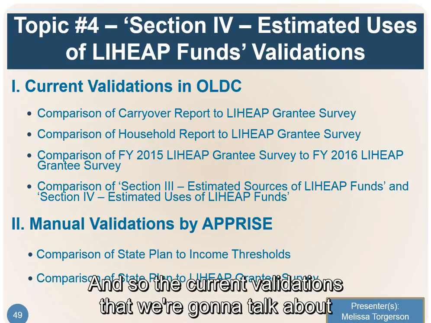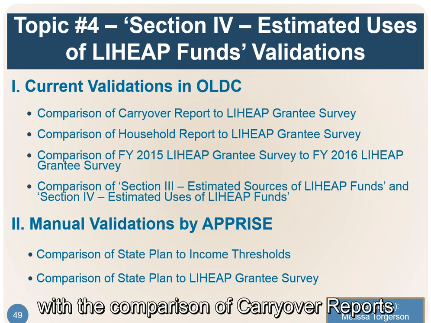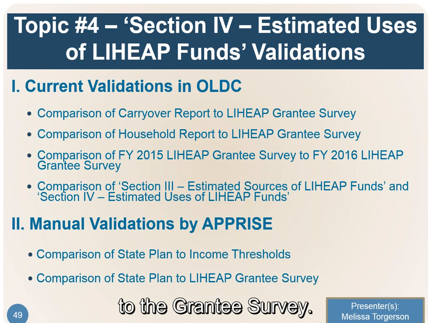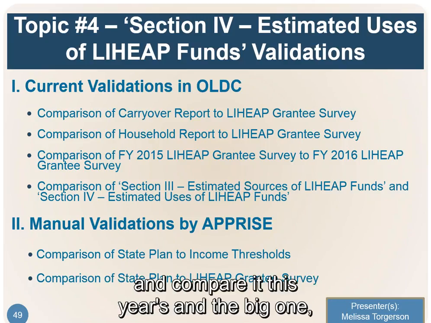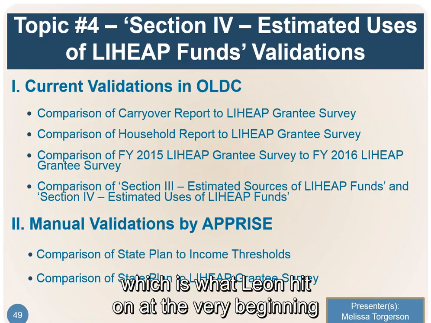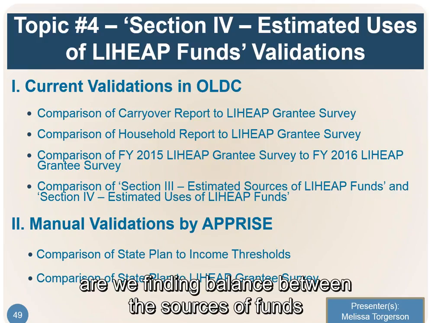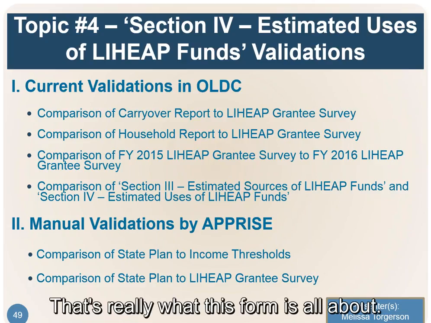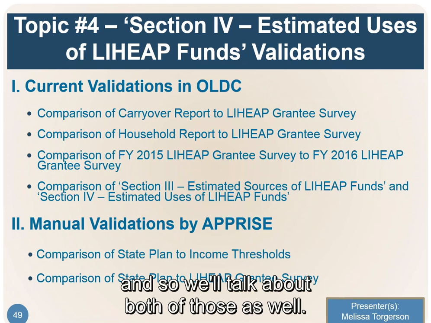And so the current validations that we're going to talk about are, we've talked about this a lot in every section already, the comparison of carryover reports to the LIHEAP Grantee Survey, but we're also looking at comparing your household report to the Grantee Survey. We're going to look at your previous year's Grantee Survey and compare it to this year's. And the big one, which is what Leon hit on at the very beginning of this presentation, is are we finding balance between the sources of funds and your uses of funds? That's really what this form is all about. So that's the big one. There are also manual validations done by APPRISE, and we'll talk about both of those as well.